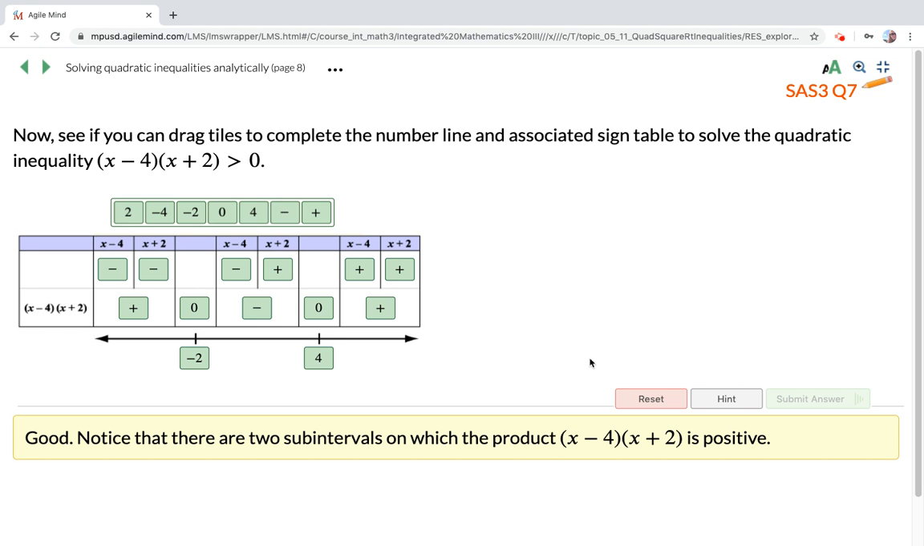So for question number 8, go ahead and jot down which intervals, and there are 2 of them, are going to be greater than 0. Go ahead and hit pause to make note of that, and then hit play when you're ready to check your work.